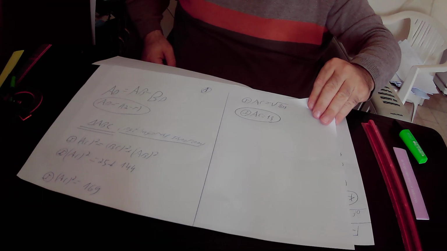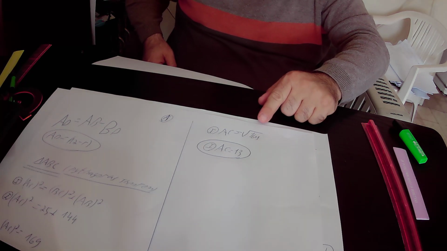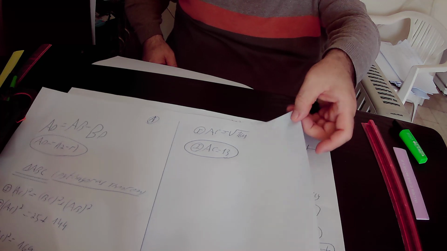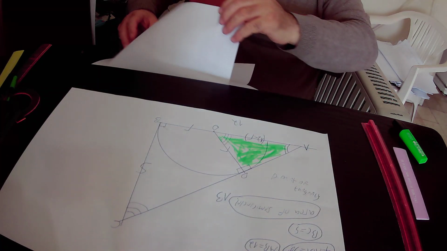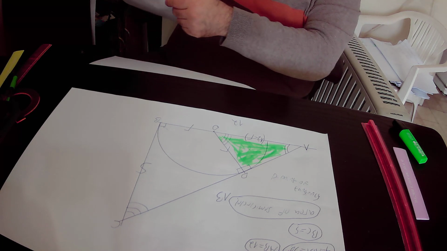We took a root of this equation, equation number 1, and we found that AC equals the square root of 169, and the square root of 169 is 13. So we found that the hypotenuse AC of triangle ABC equals 13 units.